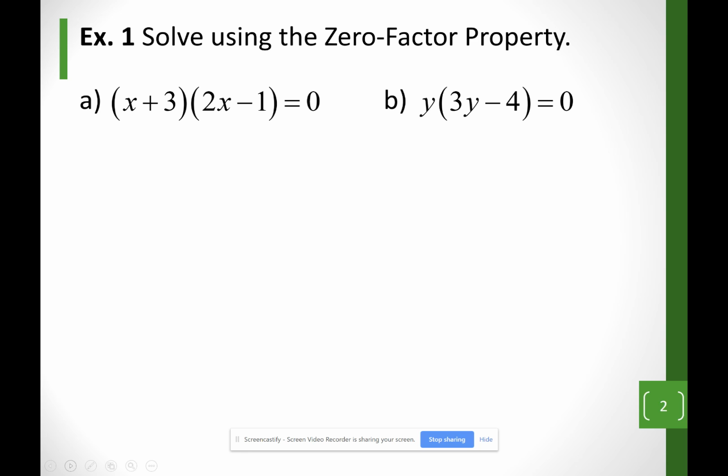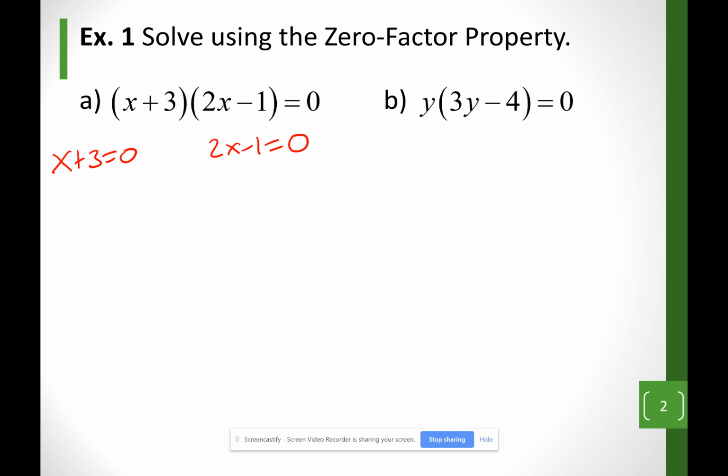Now we're going to be looking for the value of the x term or the y term, the value of the variable that makes this statement true. For these cases, they are already factors, so I'm going to let each of my factors equal to 0. I'm going to say x plus 3 is equal to 0, and 2x minus 1 is equal to 0. Let each of your factors equal to 0.